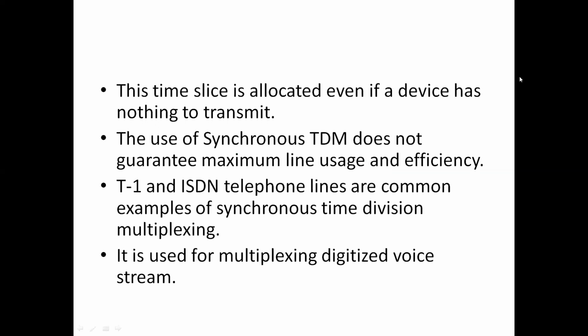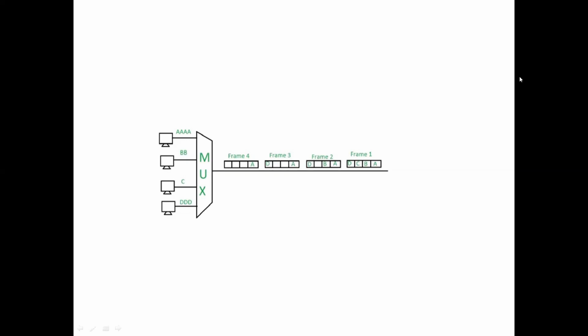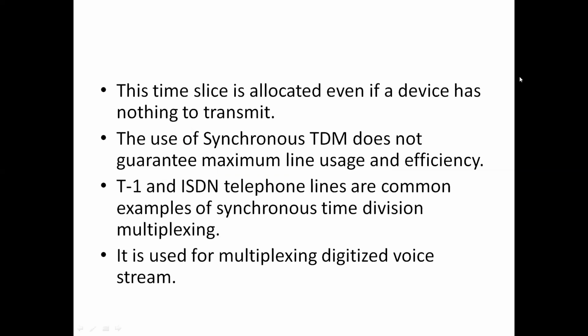This time slice is allocated even if a device has nothing to transmit. The use of synchronous TDM does not guarantee maximum line usage and efficiency, as we can see that many time slots are empty. That means that the senders had nothing to send, the devices had nothing to transmit. There is a carrier system. T1 and ISDN telephone lines are common examples of synchronous time division multiplexing. It is used for multiplexing digitized voice streams.